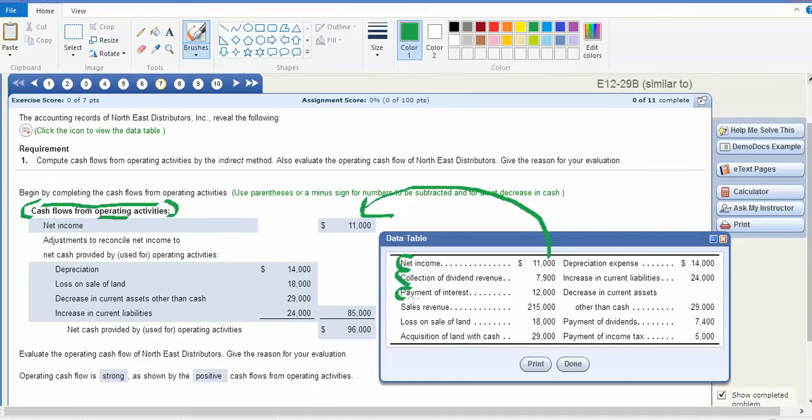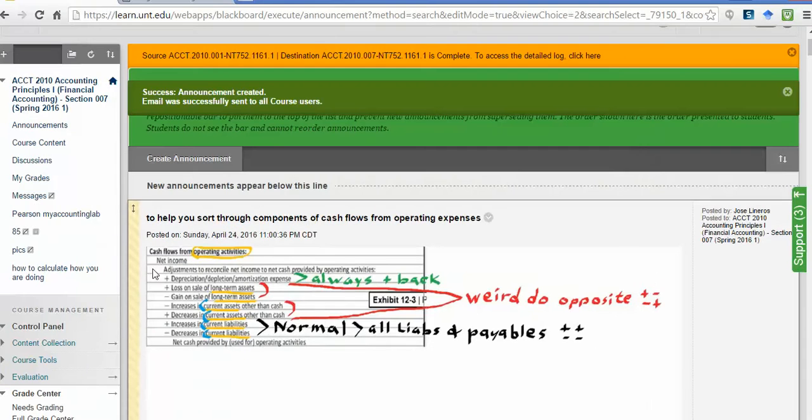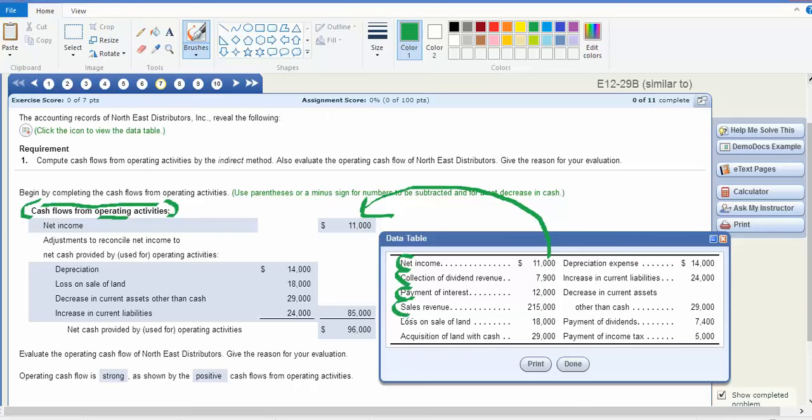Let's look at sales revenue. Well, sales revenue is obviously cash that you collect, but this number is already in here, right? The $215,000 minus whatever expense is applied are already in the $11,000. And if you look here, where in the world is sales revenue? There's no place for sales revenue, so you don't pay attention to that. Let's go ahead and cross them out. Payment of interest, collection of dividend revenues. See, we're ignoring a lot of stuff.